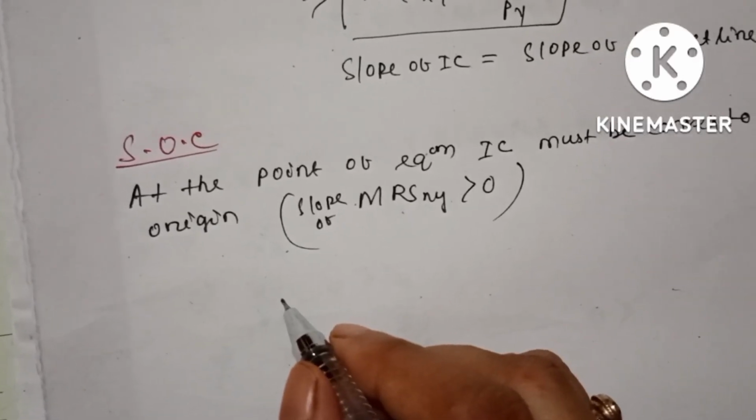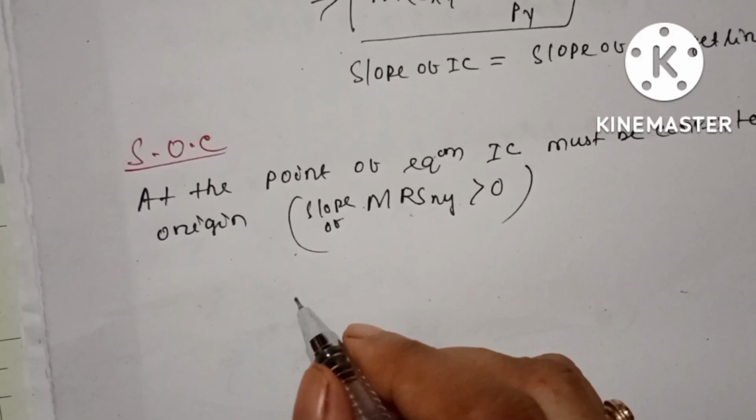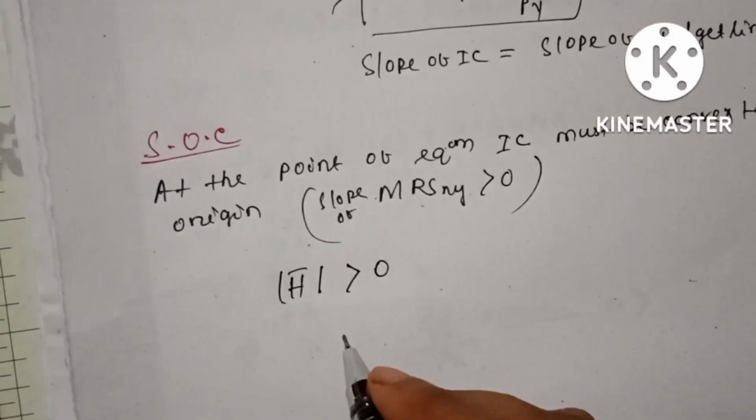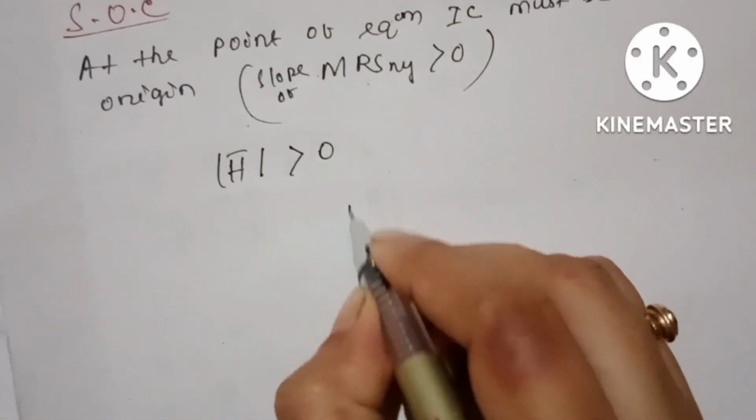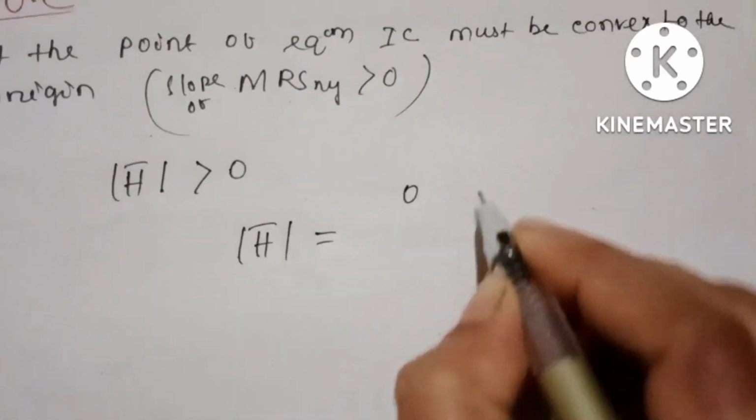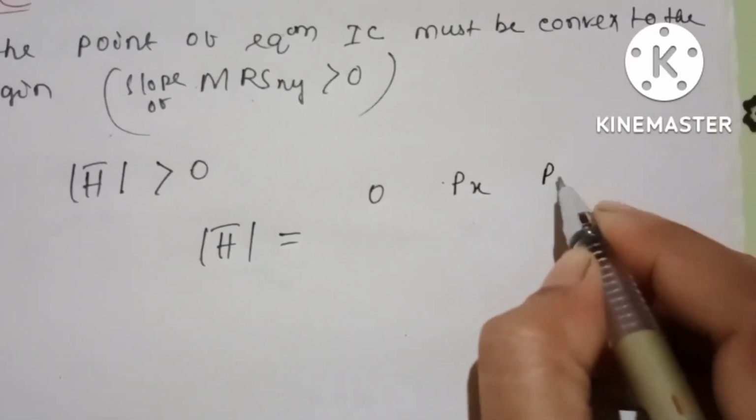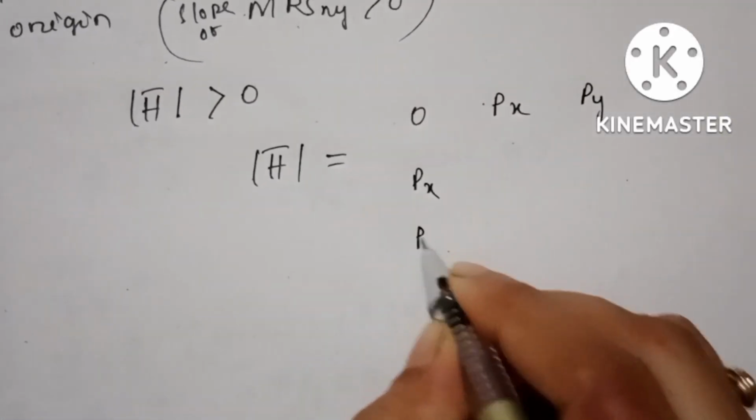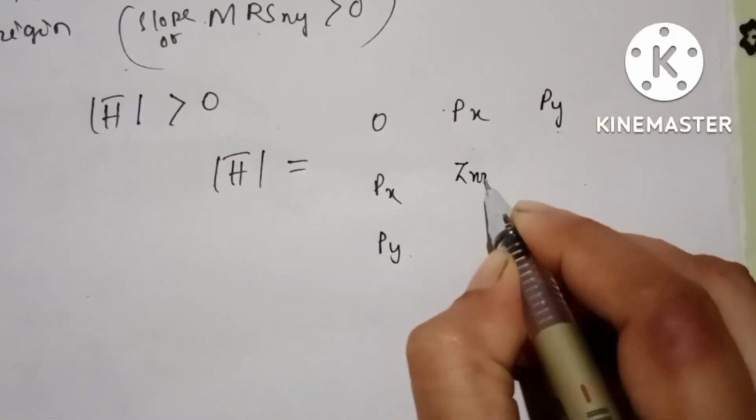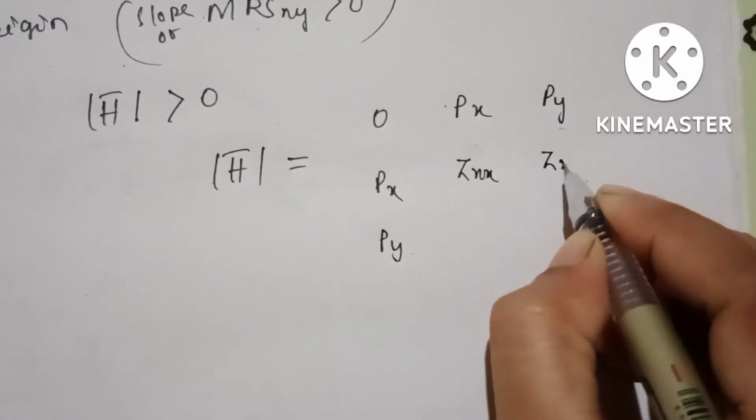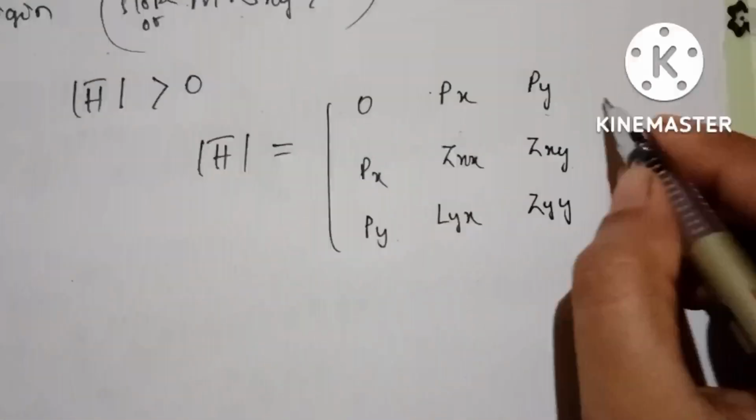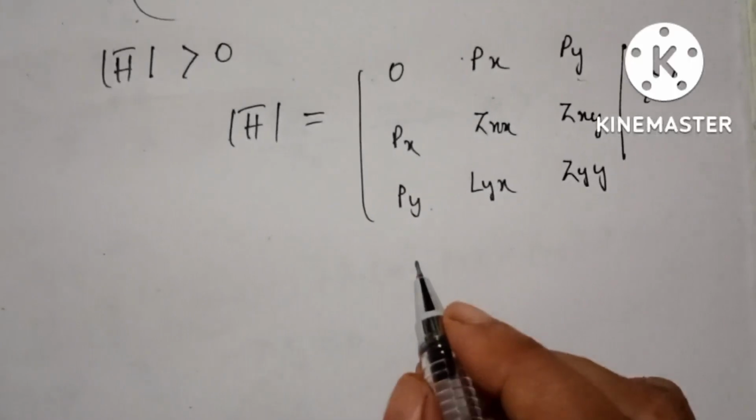Or the second order condition of maximization of utility, subject to the budget constraint, requires that the bordered Hessian determinant should be greater than 0. So how can we represent the bordered Hessian determinant? You can write it like this: 0, px, py; px, zxx, zxy; py, zyx, zyy. This should be greater than 0. Are you getting my point?